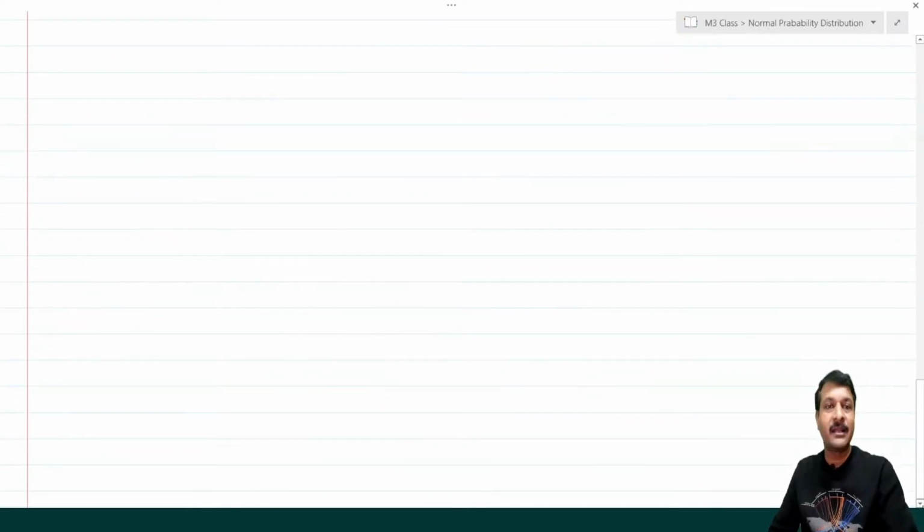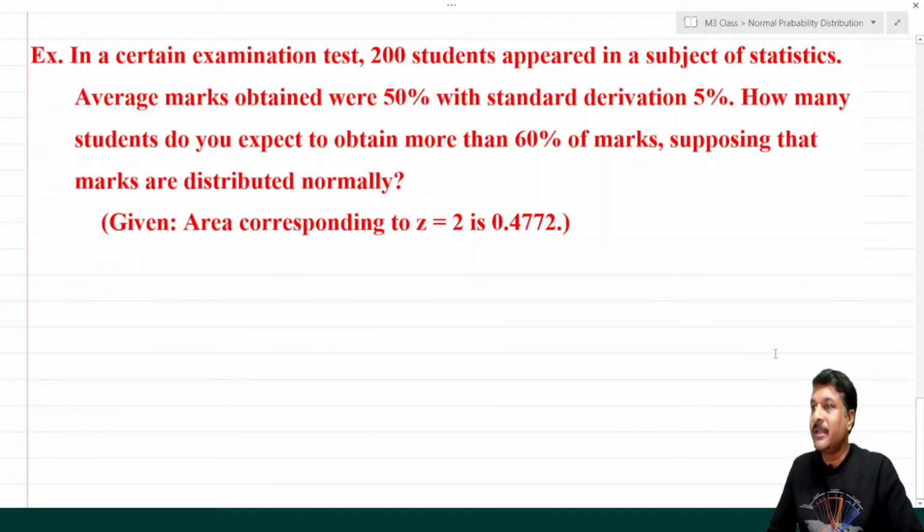Consider another example. In a certain examination test, 200 students appeared in a subject of statistics. Average marks obtained were 50% with standard deviation 5%. How many students do you expect to obtain more than 60% of marks, supposing that marks are distributed normally? So the word normally is there, which means that we have to use the normal probability distribution.